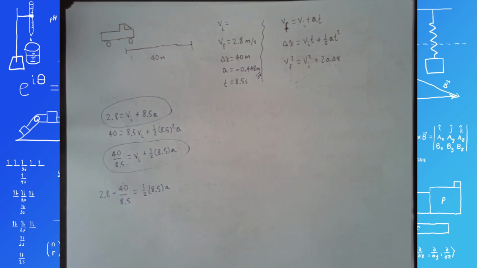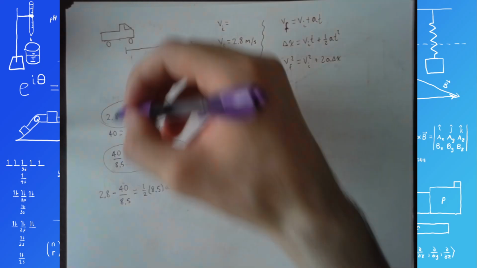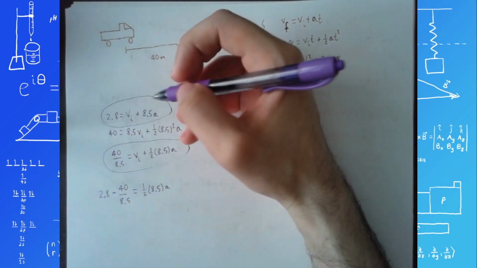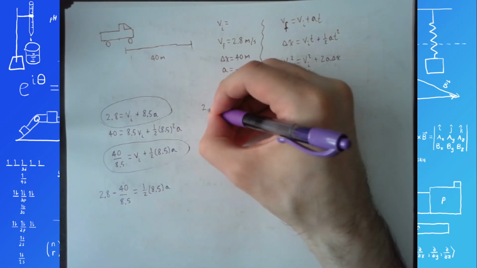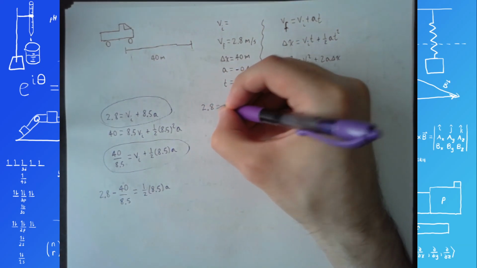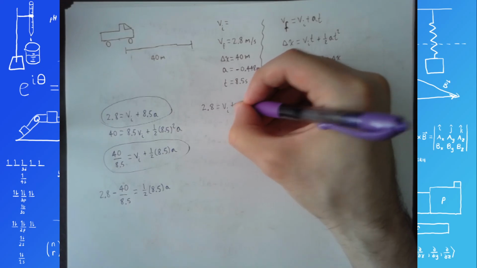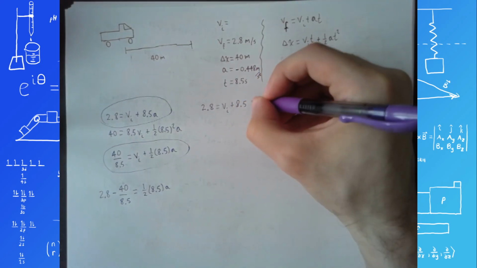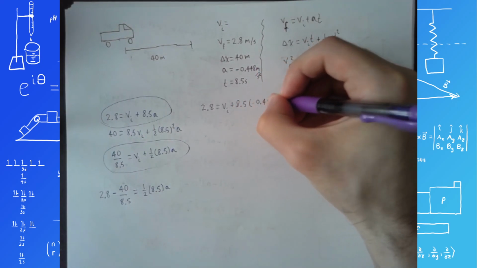And does it make sense that the number is small? I guess it is realistic, but we would actually have to see what the initial velocity is. And that is our next task, so let's solve for V initial. Now that we know A, I would use this first equation, might be the easiest way to go about it. So I'll do 2.8 equals V initial plus 8.5 times negative 0.448.